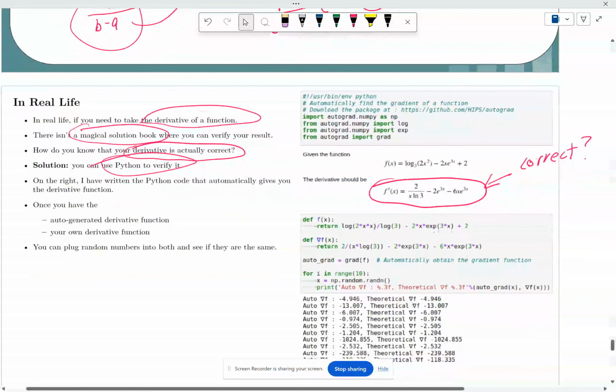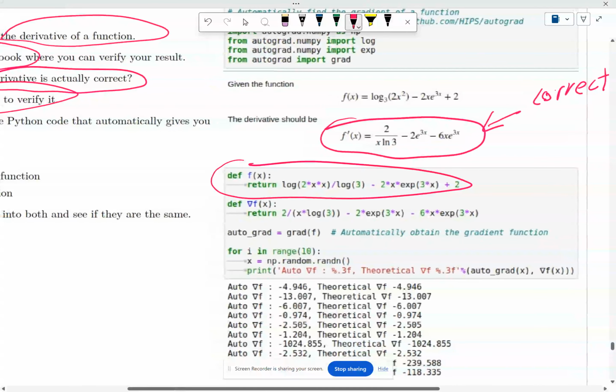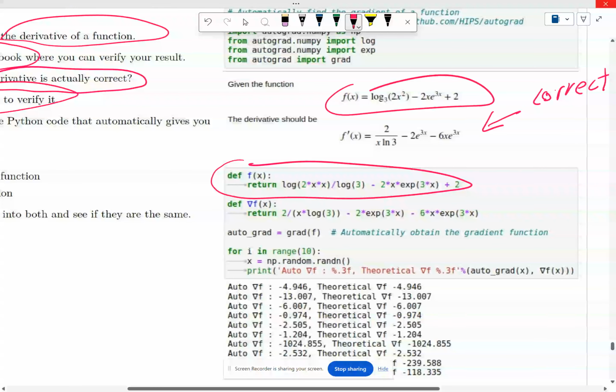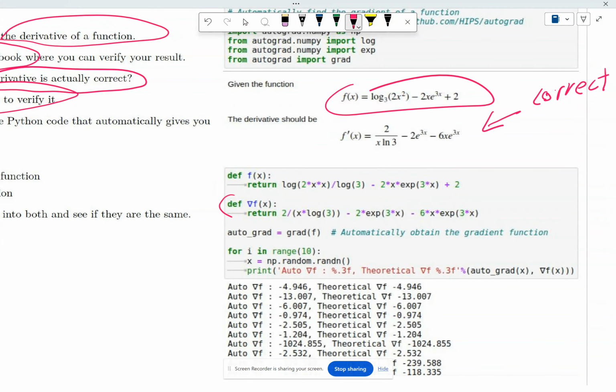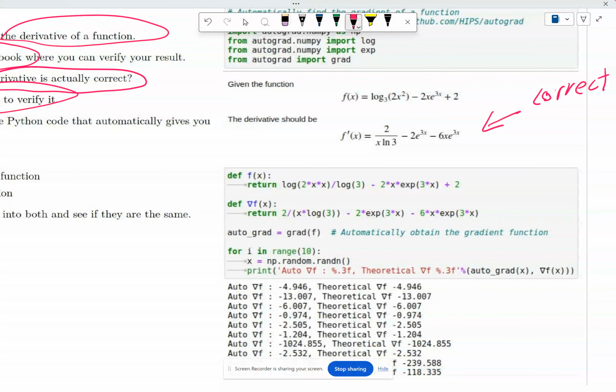The way I verify is I write the Python function directly in. So this is the function, and this right here is the derivative. I wrote the derivative in already. Now, if you put this command, grad f, so you put the function inside this, this is equivalent to the derivative. Or at least if you calculated the correct one, then they should be the same.